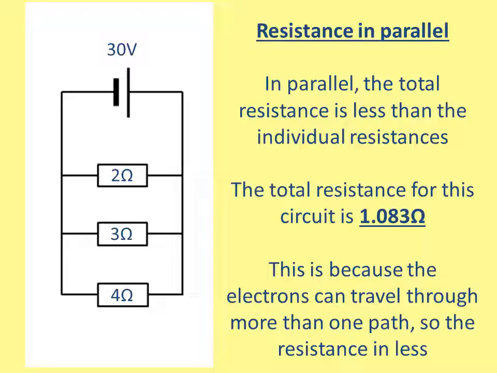Now that's really hard to imagine, but if you go back and watch the video called the Great Resistance Analogy, you'll be able to try and work out how this is possible. The reason why the total resistance is less than even the resistance of each individual resistor is because the electrons can travel through more than one path. So therefore the total resistance is less.